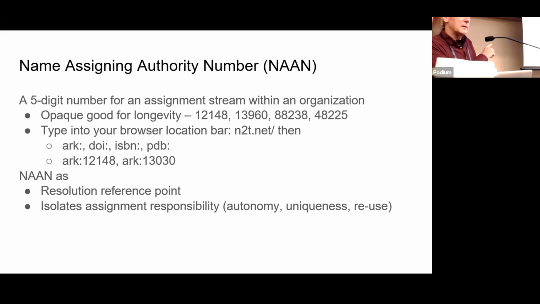So summarizing the NAAN, the Name Assigning Authority Number, it's that 5-digit number. It's a resolution reference point. Those records reveal the address of the resolver where N2T will redirect incoming requests. It's that simple. It's a really, really simple technology. That NAAN also isolates the assignment responsibility, so for things like autonomy, uniqueness, reuse, if you dare to use that. But it allows all this autonomous assignment to take place.